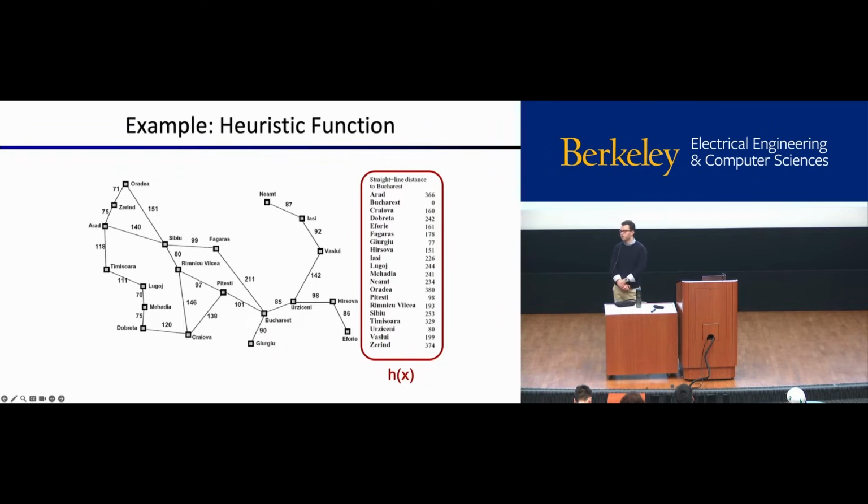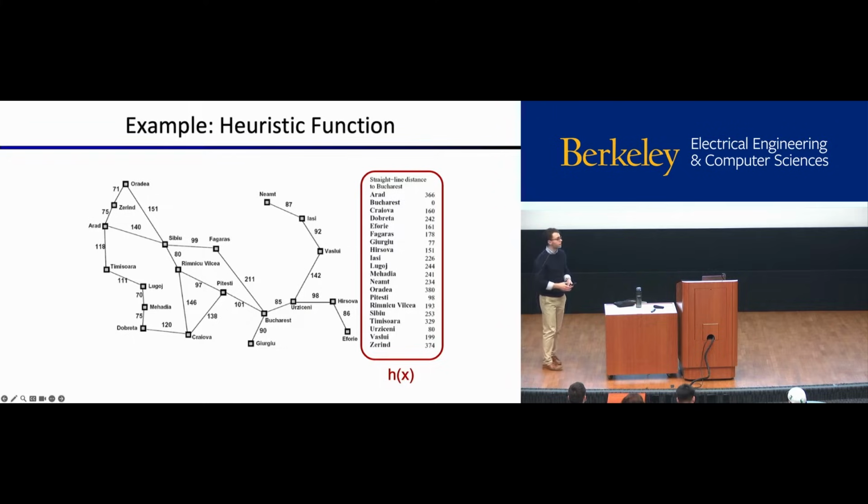We can also apply heuristics to this Romania navigation problem, right? Remember we were trying to get from Arad, which is up here, all the way over to Bucharest. And so here's a bunch of cities. These are all the cities in this graph. And then here's a bunch of straight line distances. And this whole thing, this red box here, is our heuristic function.